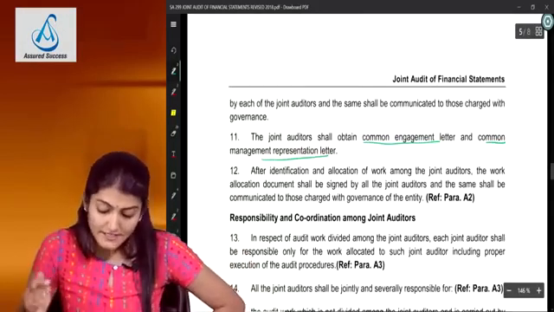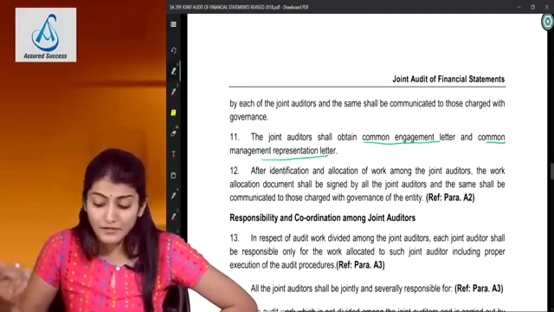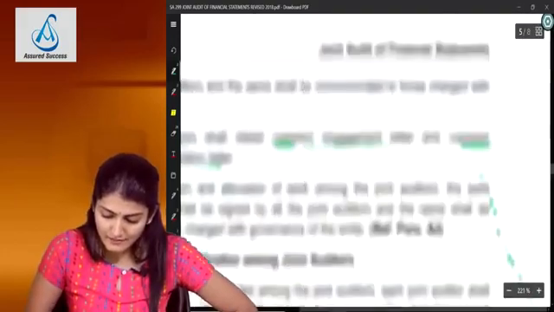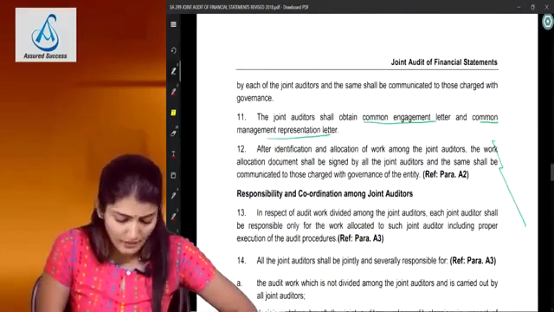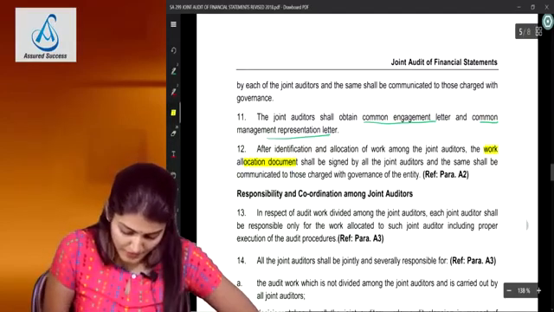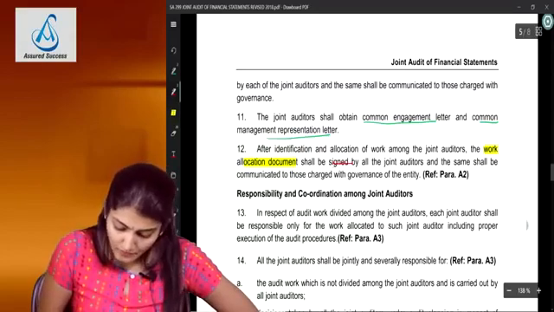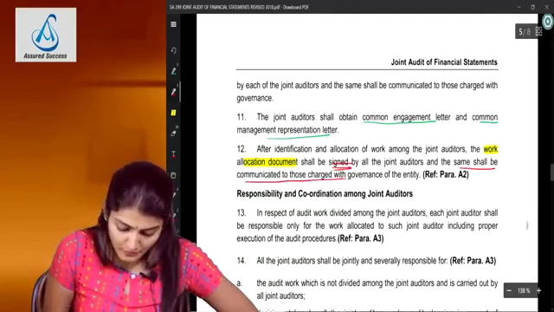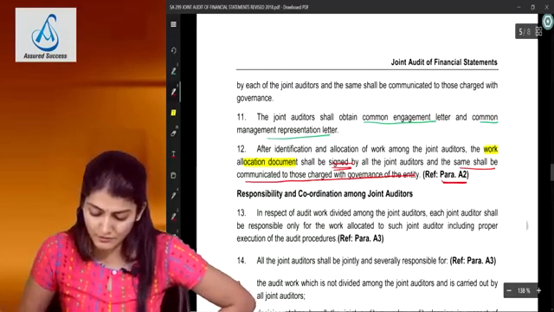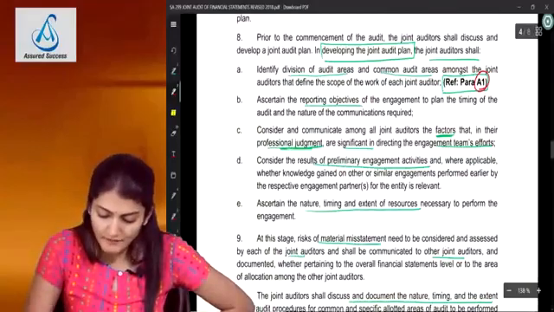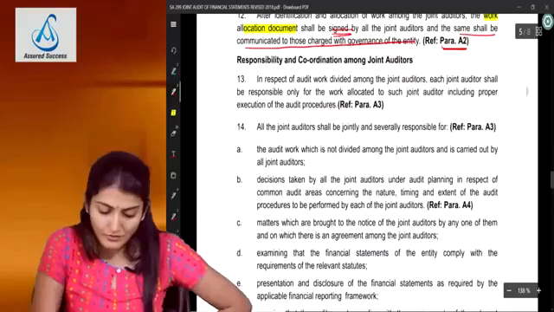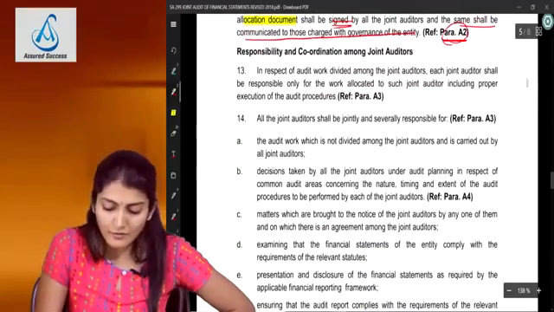And after identification and allocation of work among the joint auditors, the work allocation document, did you see that sentence? Did you see that term over there? What is the term that I am talking about? The work allocation document shall be signed by all the joint auditors, and the same shall also be communicated to TCWG of the entity. So there they have written refer para A2. तो यहाँ पे पहले क्या था? Refer para A1 where division of audit areas and common audit areas was there. And then over here for work allocation document they have written refer para A2.